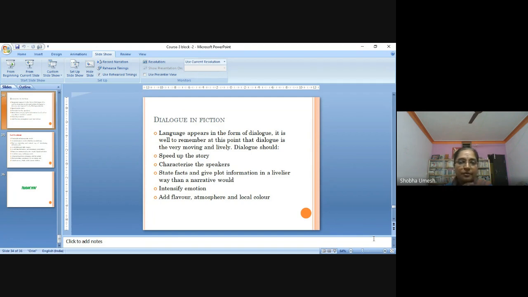The story or the facts you're trying to impart in that storyline should be very lively, where you're entertaining the reader but not putting the reader through complication. It should be very attractive, where you keep the reader in your clutches. So intensify emotion. You should also fill the characters with emotions, feelings. You have to add certain flavor, atmosphere, and local color to the story.